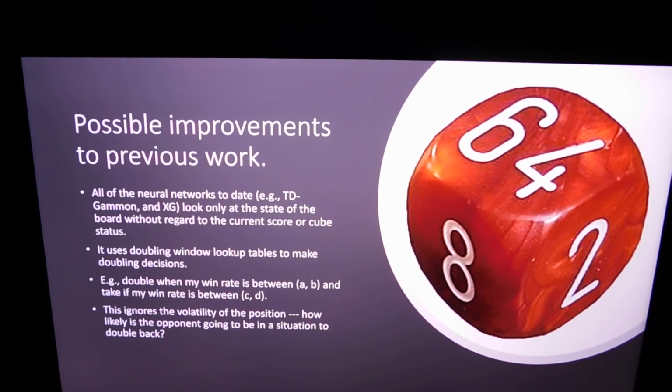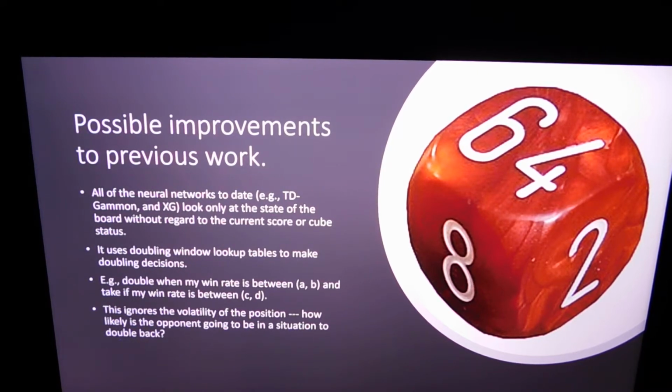And what are some gaps in previous work? Well, all of the neural networks to this day have only looked at the state of the board without regard to the situation of the doubling cube. In a game of backgammon, the doubling cube can be in one of 3 different positions. It could be held by one of the 2 players, or it could be in the middle of the board. And as far as we know, there haven't been many attempts at trying to consume that as part of your function. So what do they do instead?